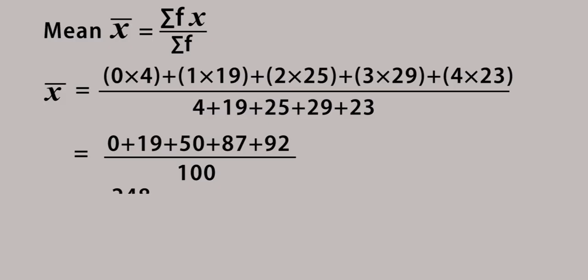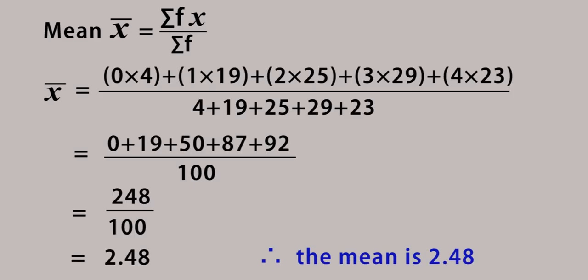Then the answer gives us 248 over 100, which simplifies to 2.48. Therefore, the mean is 2.48. Very good. So the mean for this question is 2.48. Thank you very much. We are ready for our next question.